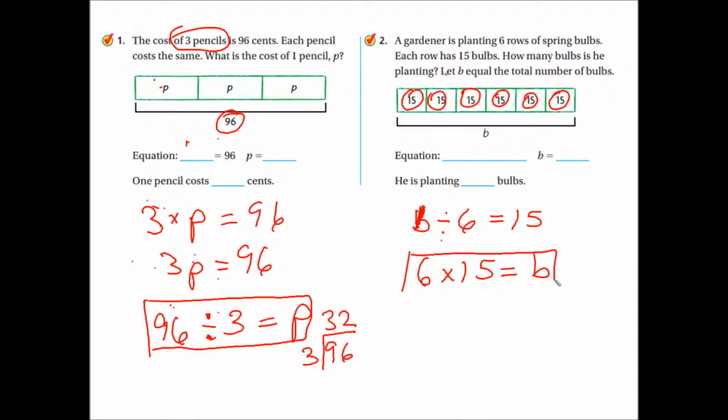This equation is something I got just from looking at this. There's 6 of these squares, and I multiply it by 15, and I get B as my answer. Now this is an illustration of why multiplying these two numbers is how you would solve a problem like this that has the division of a letter and a number. Okay, so let's do that. 15 times 6. So we end up with 90 bulbs.